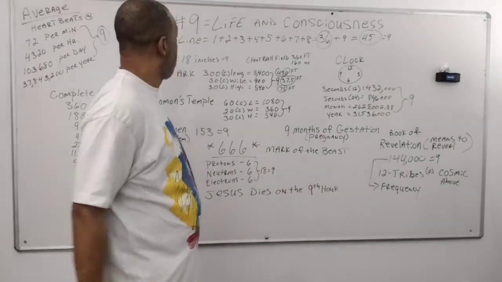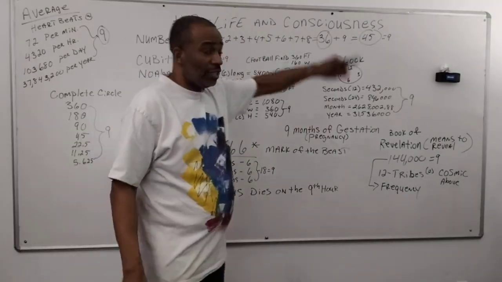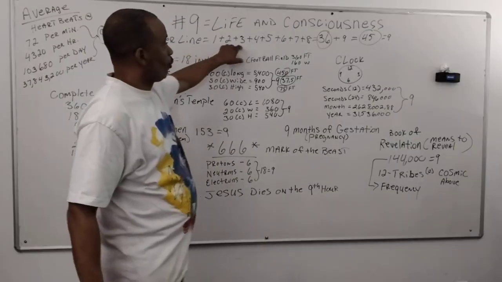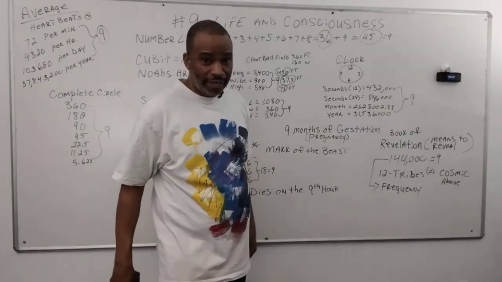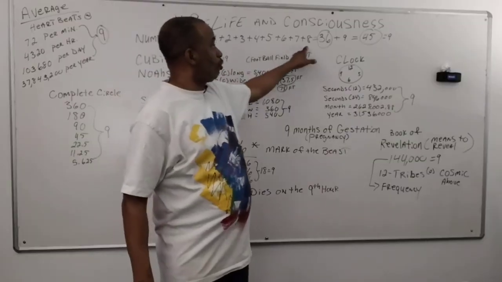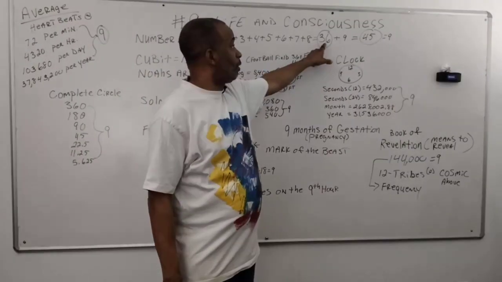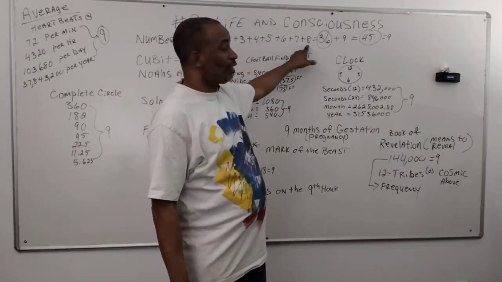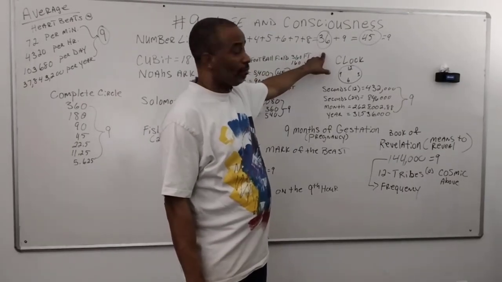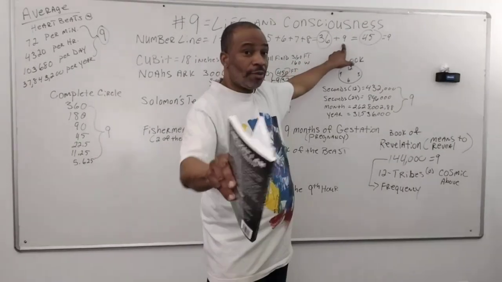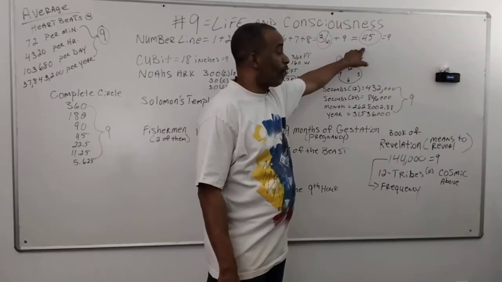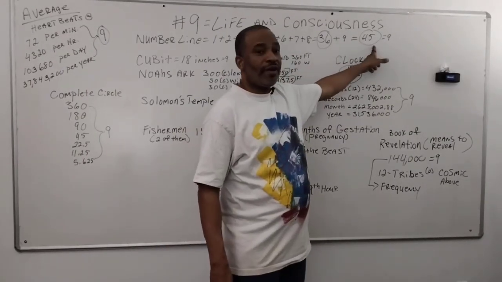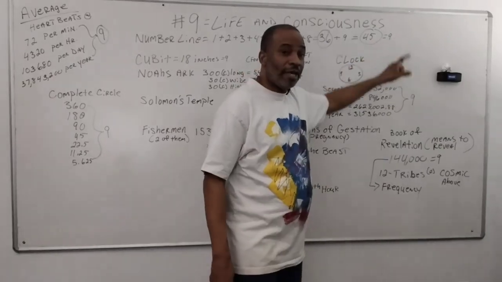Now, number 9 represents life and consciousness. We have a number line. 1, 2, 3, 4, 5, 6, 7, 8, 9. If you add up the first 8 numbers, you get 36. 3 plus 6 is going to equal 9. So after adding up these first 8 numbers, you get 36. You add 9 to it, the last number on the number line, you have 45. When you add all these numbers up, 45, 4 plus 5 equals 9.